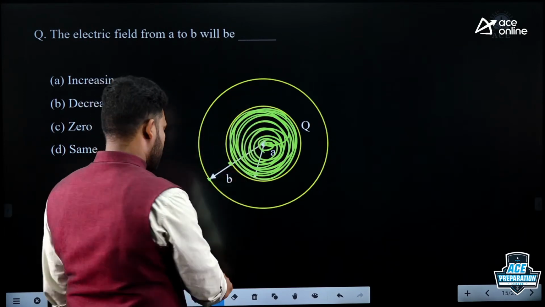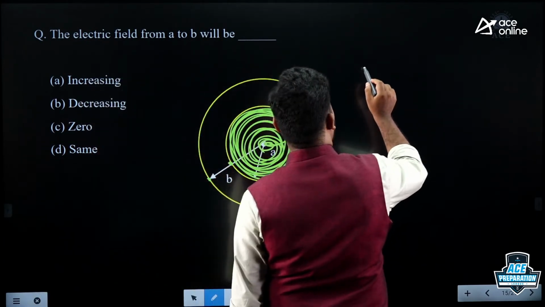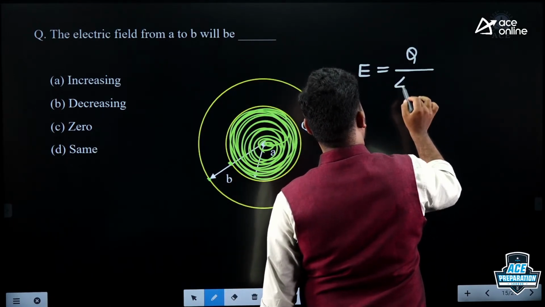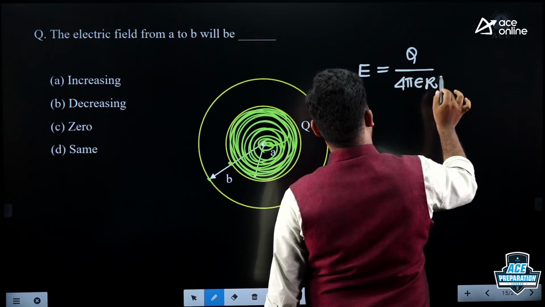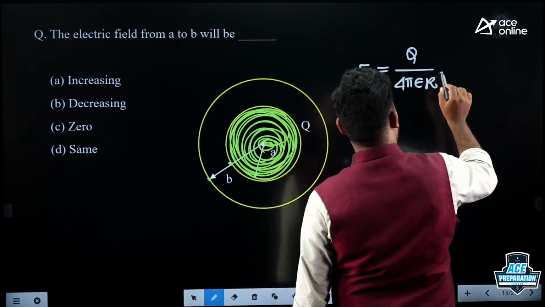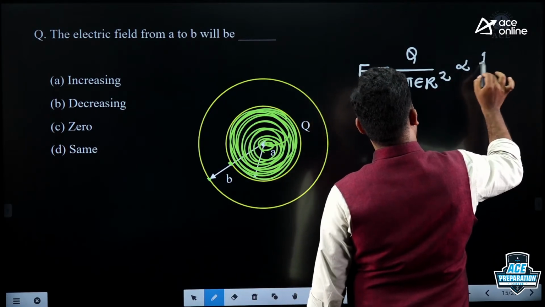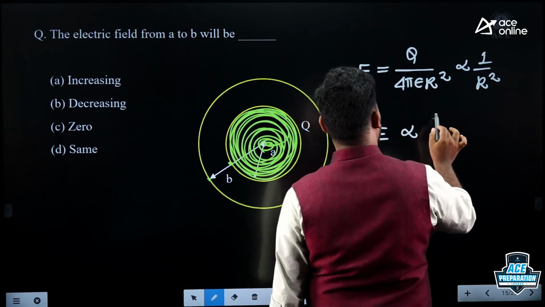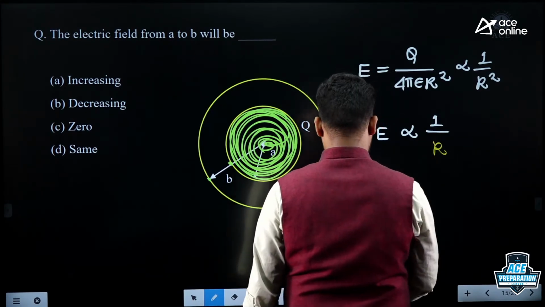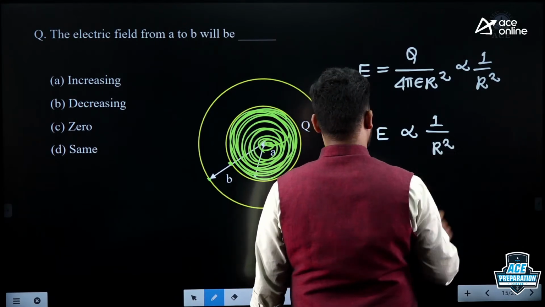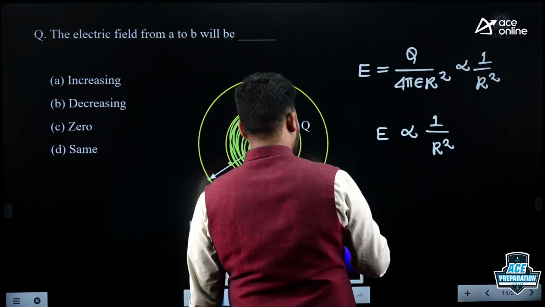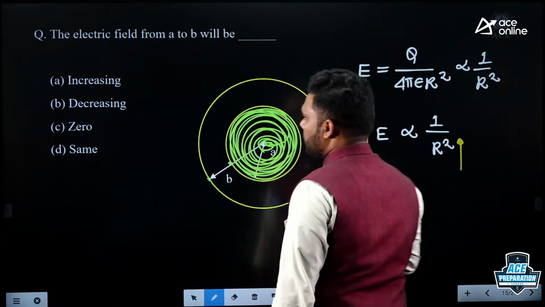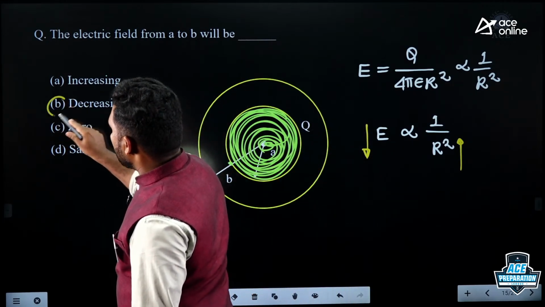So you are increasing the distance. If you increase the distance, what is the electric field expression I have given? E is equal to Q divided by 4 pi epsilon r square. So electric field is proportional to 1 by r square. Clear? Fine. Now here the distance is increasing, so the electric field strength decreases. So what is the answer? Option B is the answer.